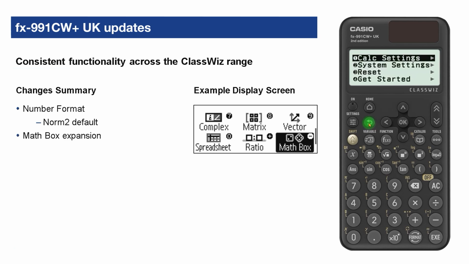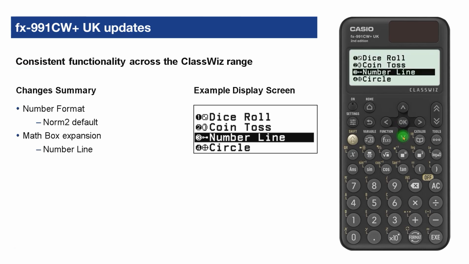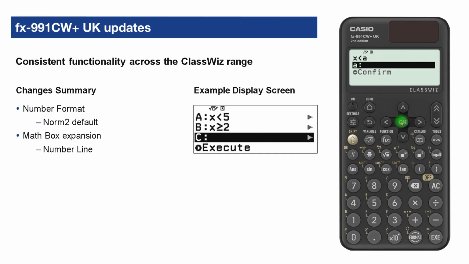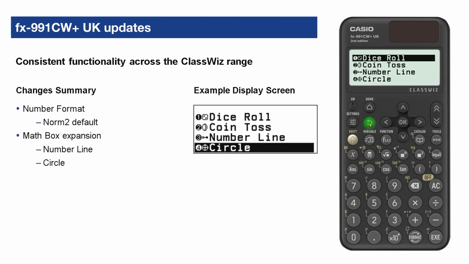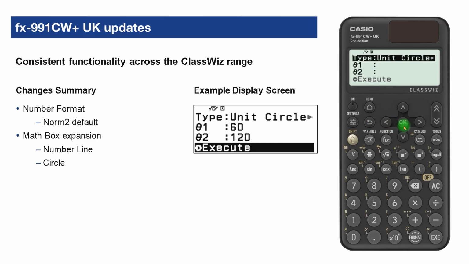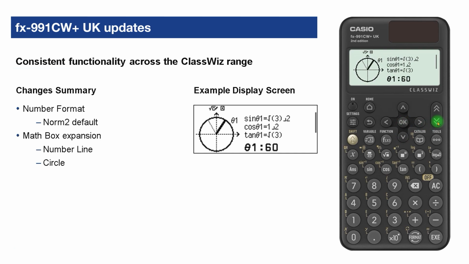The MathBox app has been expanded to include the missing options in the same order. Number line has been added and allows inequalities and equations to be entered and represented as graphs. Circle is included as well. This allows investigation of angles and trigonometric ratios using full and half circles and a clock face.